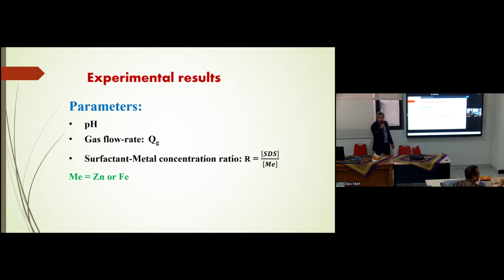The parameters studied are pH, which is very important in this process, the gas flow rate, and the third parameter, which is the ratio between the concentration of collector over the concentration of metals. We can have this ratio 1, 2, 3, 4, or 5. You have a small amount, a great amount of collector. What is the solution of this?